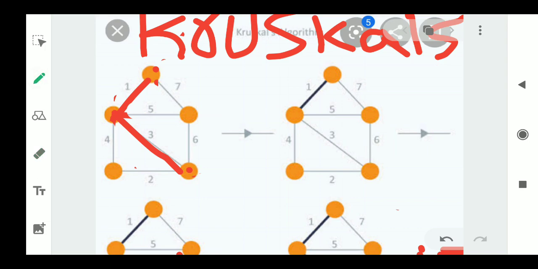From here I will see what are the adjacent ones, this node and this node. Which one is having least cost? 2 is having least cost, so I am not going with this node. So now I reach to this point, I have to take the adjacent ones. If I take only one adjacent node is possible, that is this one. If I take this one, a closed circuit is getting formed. That's why we will not choose that particular edge.